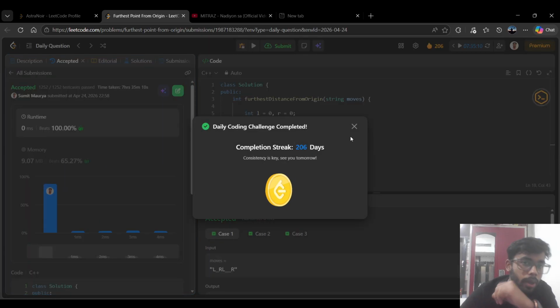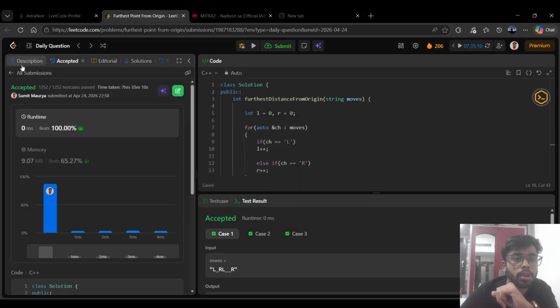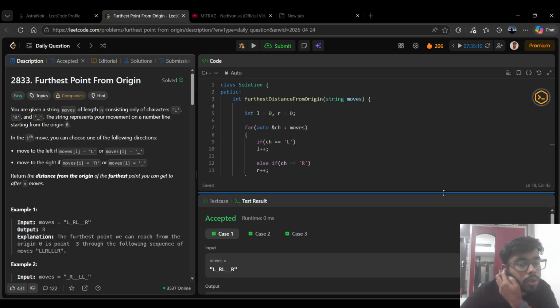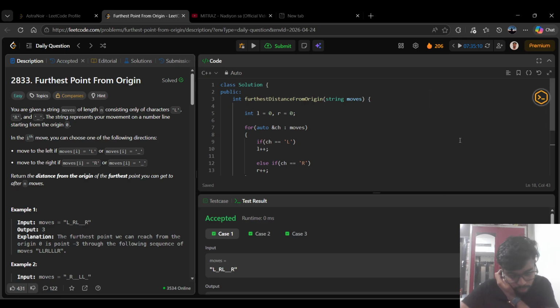So this was a pretty simple question, but it appeared in Amazon and Barclays. This was the intuition, and here is the simple time complexity analysis. Time complexity is order of n, and space complexity is constant, order of 1. So this was a pretty straightforward question.